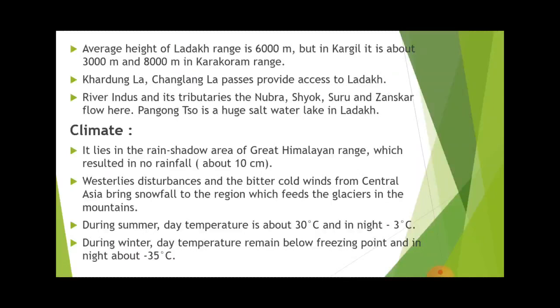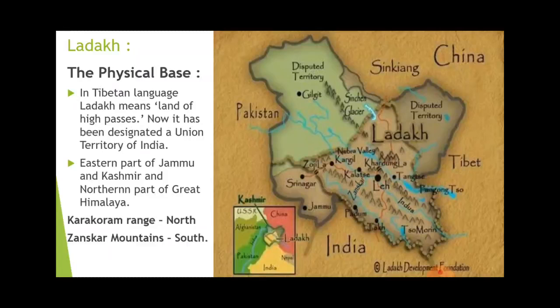The average height of Ladakh's range is about 6,000 meters, but in Kargil it is about 3,000 meters, and in the Karakoram range it is 8,000 meters. So basically, if we take the average of Kargil and Karakoram, it's about 6,000 meters for the Ladakh region. Khardung La and Chang La passes provide access to Ladakh. So if we want to go to Ladakh, we have to cross the Khardung La and Chang La passes to reach Ladakh.